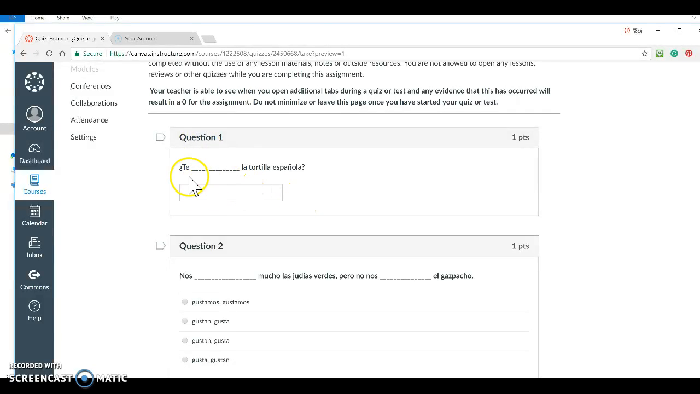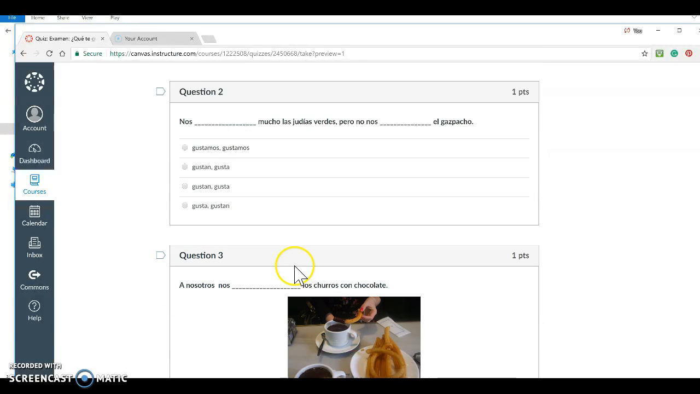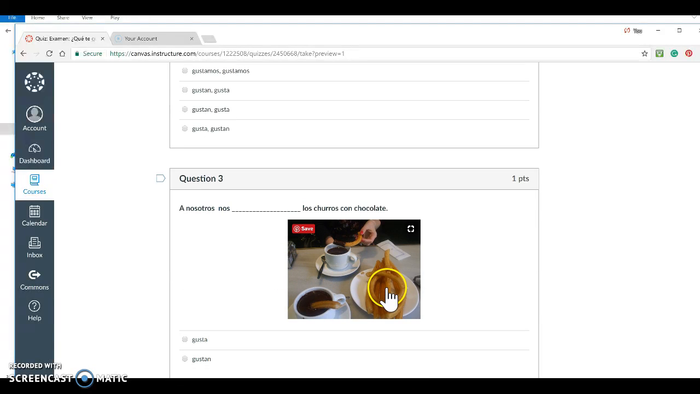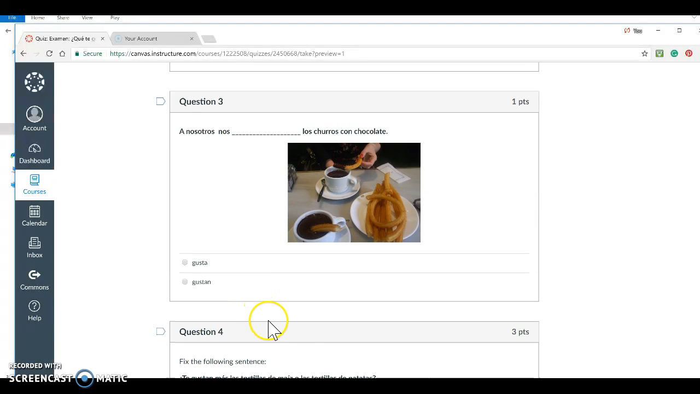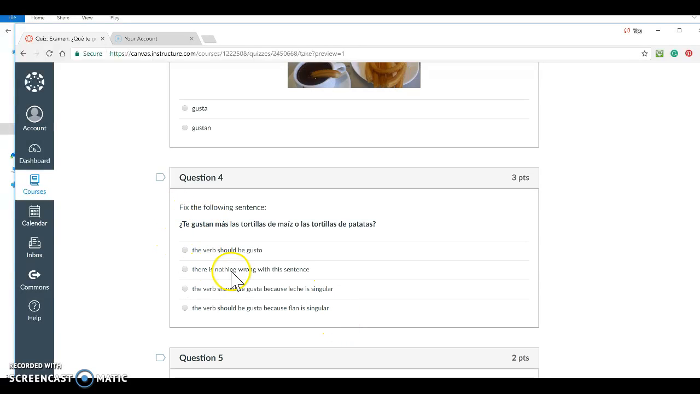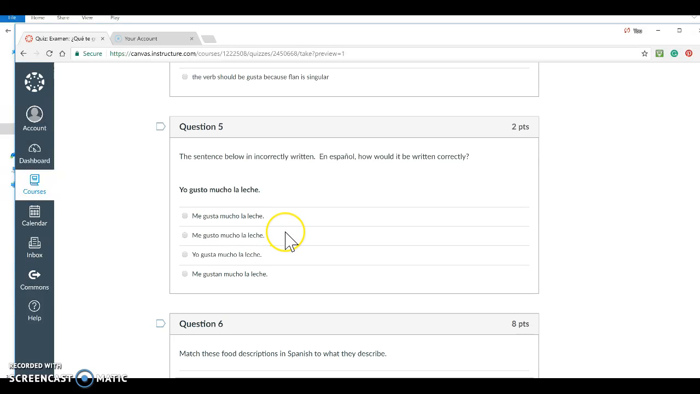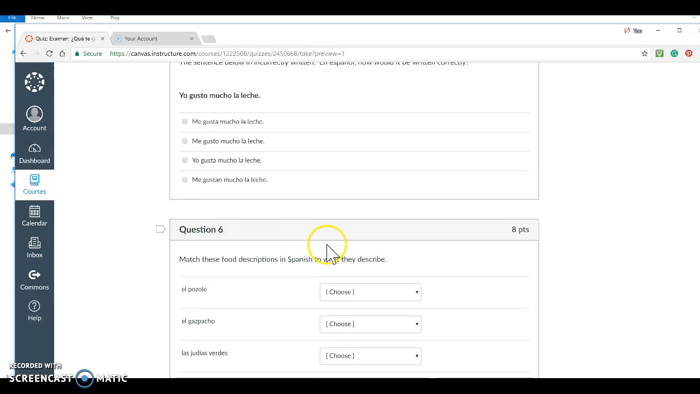Going on into the test, I have just created some fill in the blank, a little multiple choice with regards to grammar, kind of isolating the grammar there as well. I've got a couple of sentences or questions that they need to rewrite, choose by multiple choice what the answer is, how to correct it.